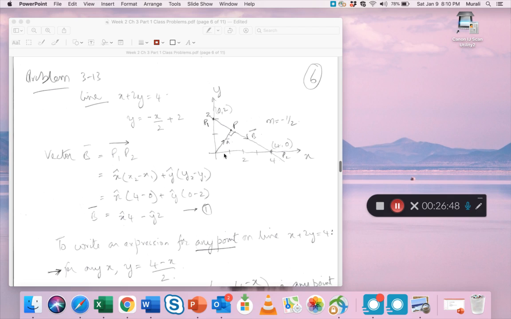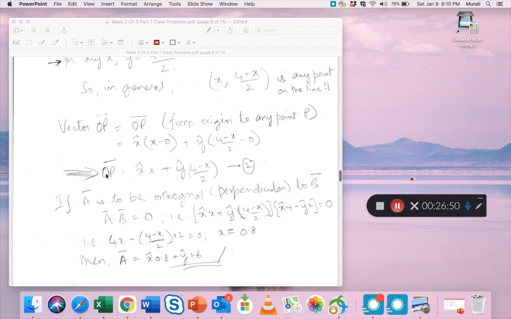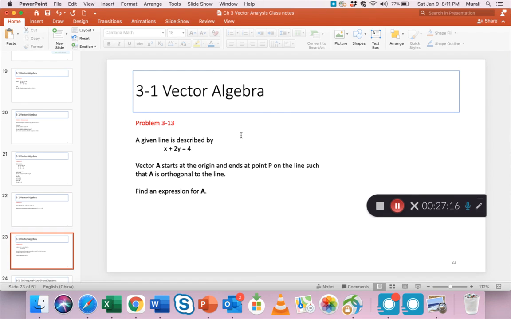So A is this vector, by the way. I call it OP, but OP is really that A. So if you take the 0.8 and put that in here, and the same 0.8 here, you get the vector equation for A. Okay. All right. I will go on to my next problem.